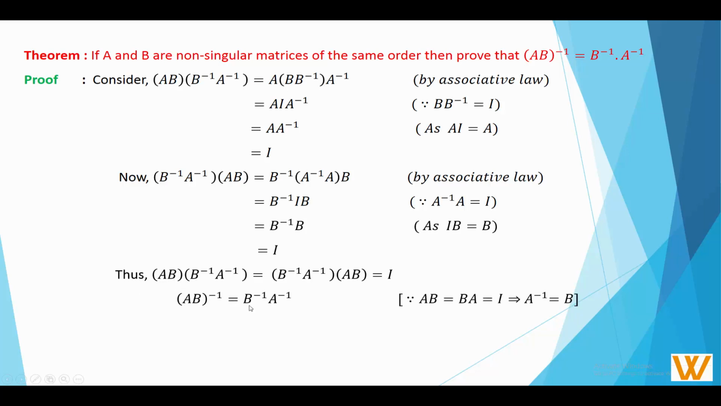Therefore we get AB inverse equal to B inverse A inverse, because AB equal to BA equal to I implies that A inverse is B, that is B equal to A inverse. So AB inverse equal to B inverse A inverse is the proof of this theorem.